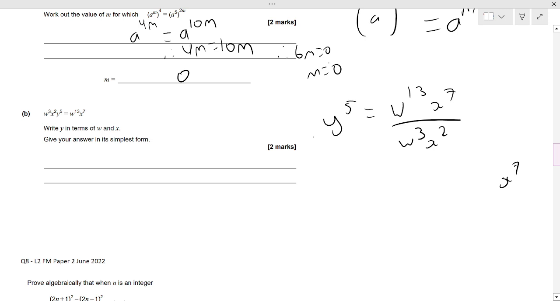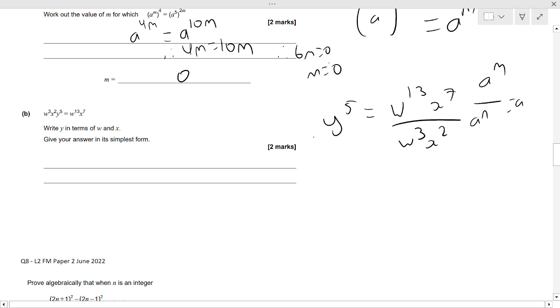Okay, but we can simplify this division because of the power law. A to the m divided by a to the n, you subtract the powers, right? So let's start with w. W 13 minus 3 will be w to the 10. And then x to the 7 minus 2 is going to be x to the 5. Okay, cool.